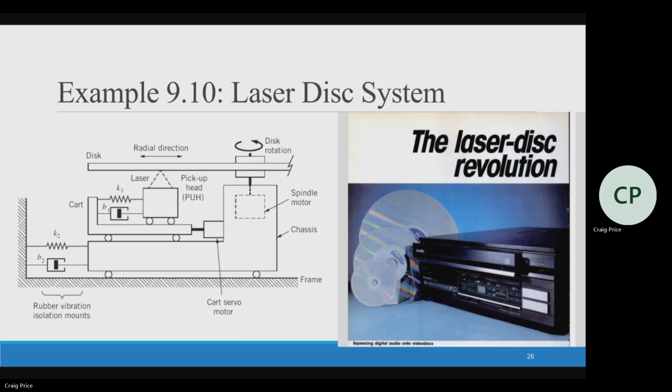All right, our last one. Example 9.10, the laser disc system.